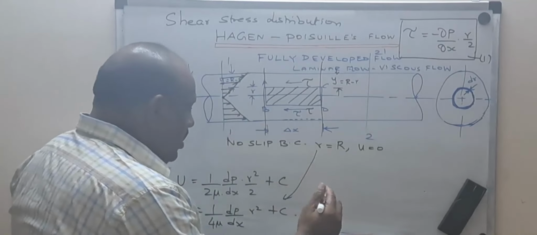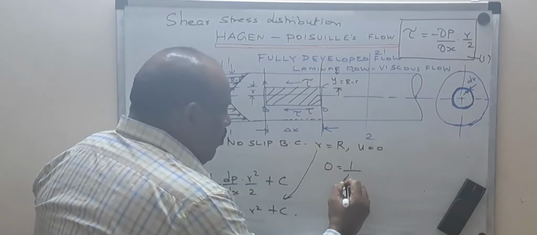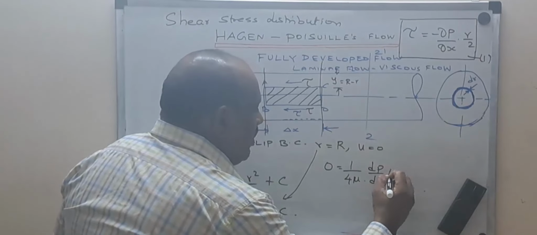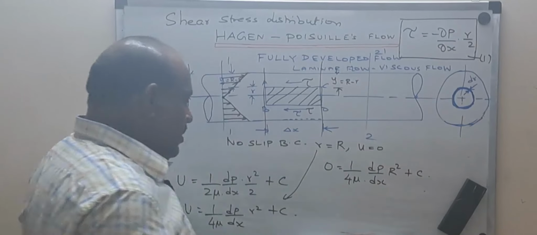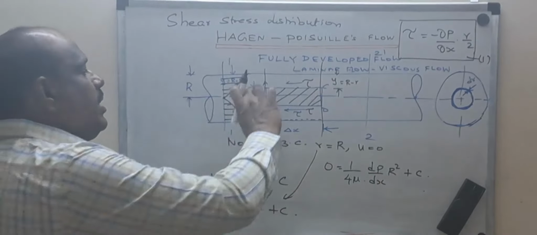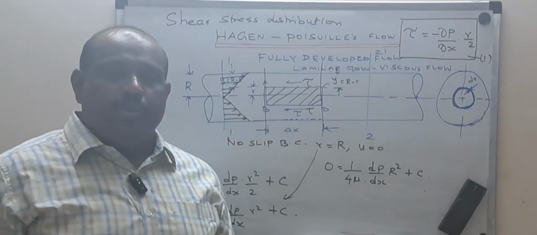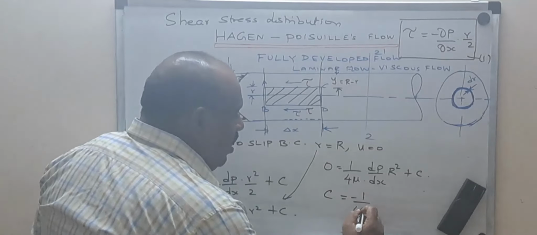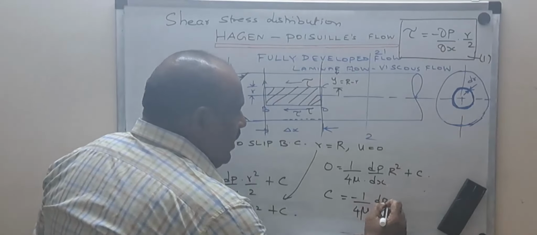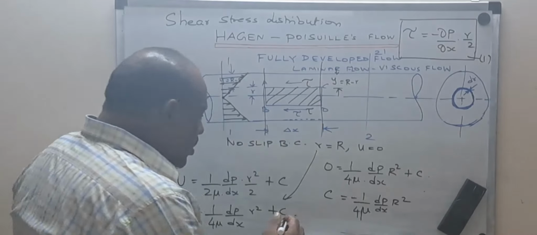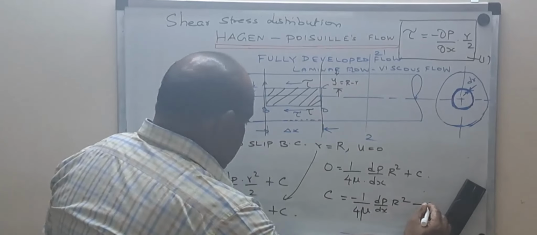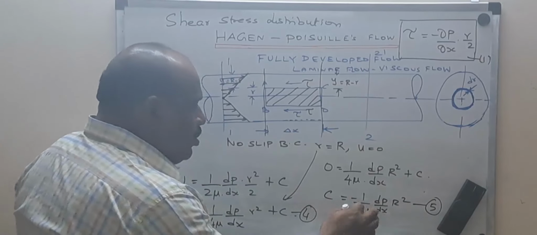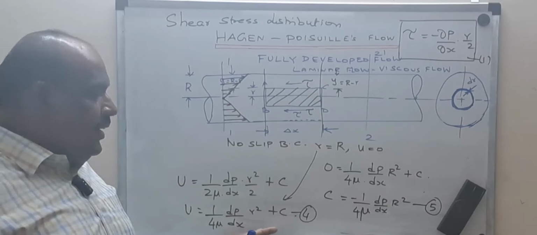Now when I substitute this value, 0 will be equal to 1 by 4 mu of dp by dx of capital R squared plus c. Why does small r become capital R? Because when small r becomes capital R, my velocity will be 0. So from this, what is the value of c? c equals minus 1 by 4 mu of dp by dx of R squared. So now we got the value of c. Let us call this equation 5 and the earlier one equation 4. Substitute 5 in 4, so substitute the value of c in this equation.